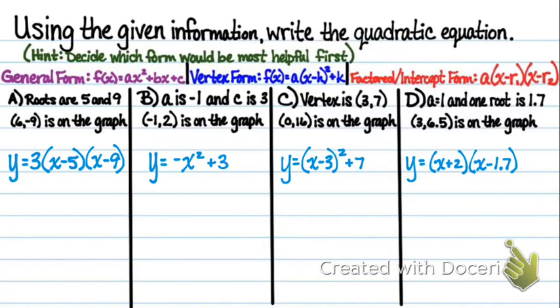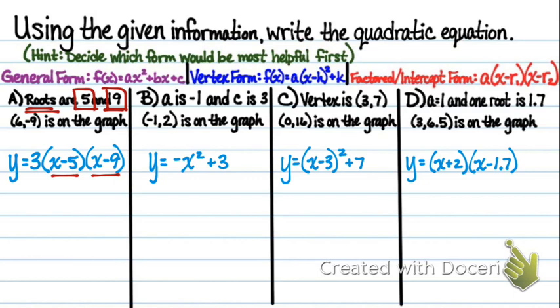Okay, so since I've already heard a couple questions, let's talk about these four, and then I've got a couple more examples that I can put up so that you guys can practice getting there. So on part A, how did I get the x minus 5 and the x minus 9? Roots are 5 and 9.